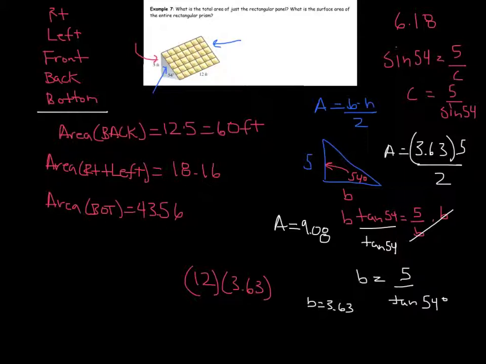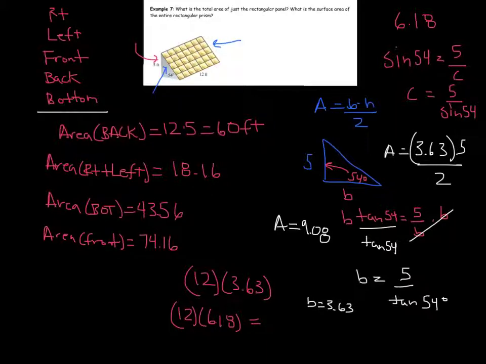So if we want to get the area of the front, that's just going to be 12 times 6.18. And that ends up giving us 74.16. So we'll say the area of the front is 74.16.